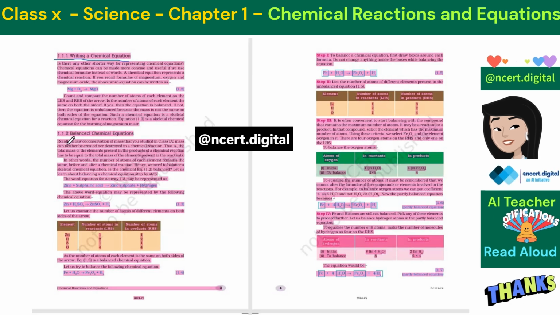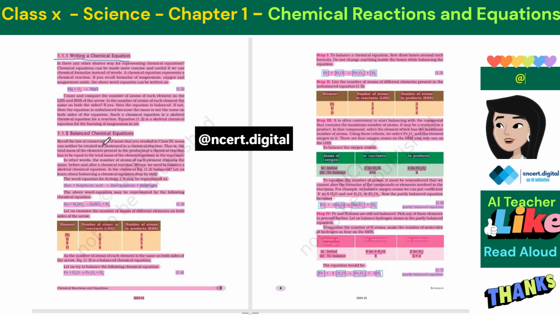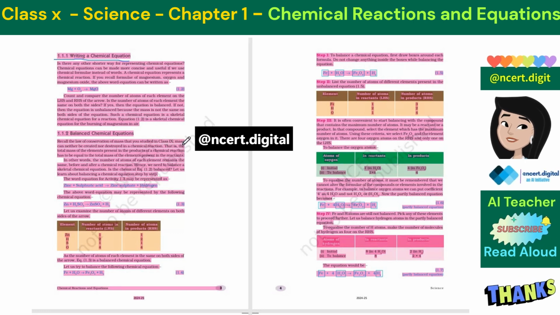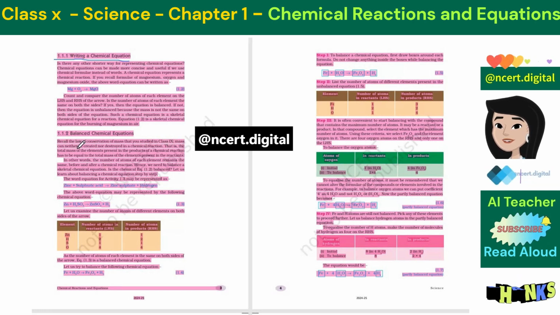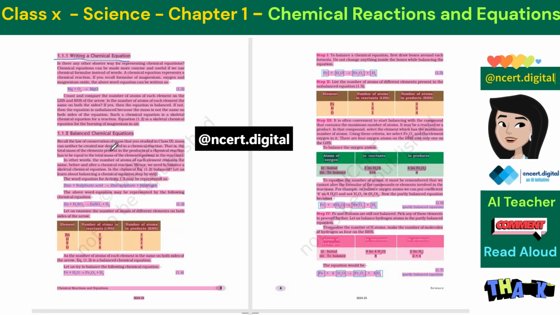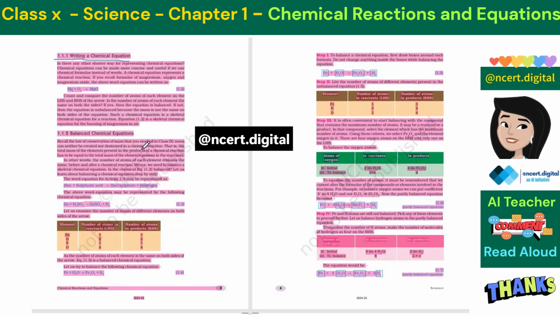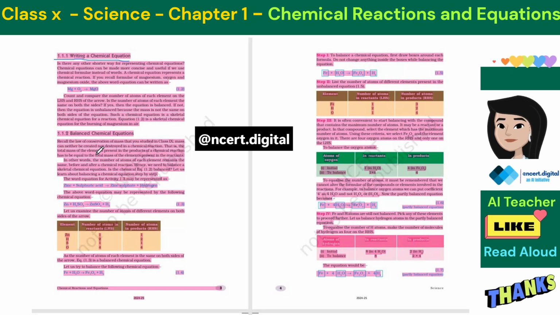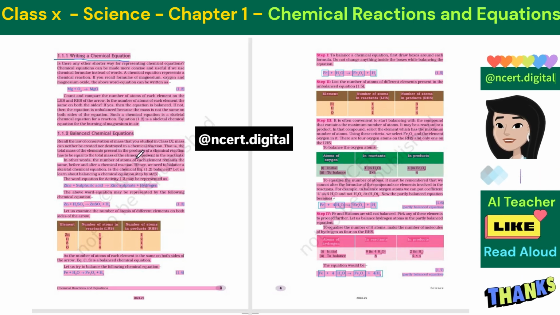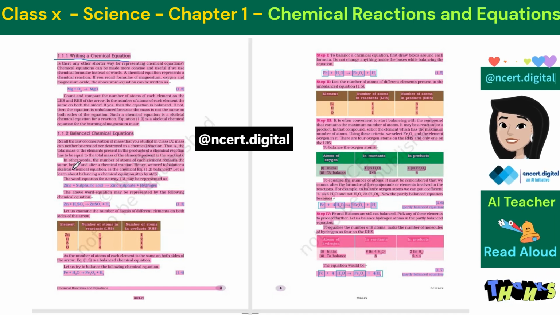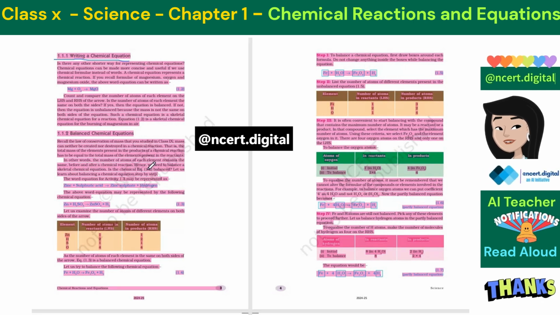1.1.2 Balanced chemical equations. Recall the law of conservation of mass that you studied in class 9. Mass can neither be created nor destroyed in a chemical reaction. That is, the total mass of the elements present in the products of a chemical reaction has to be equal to the total mass of the elements present in the reactants. In other words, the number of atoms of each element remains the same, before and after a chemical reaction.